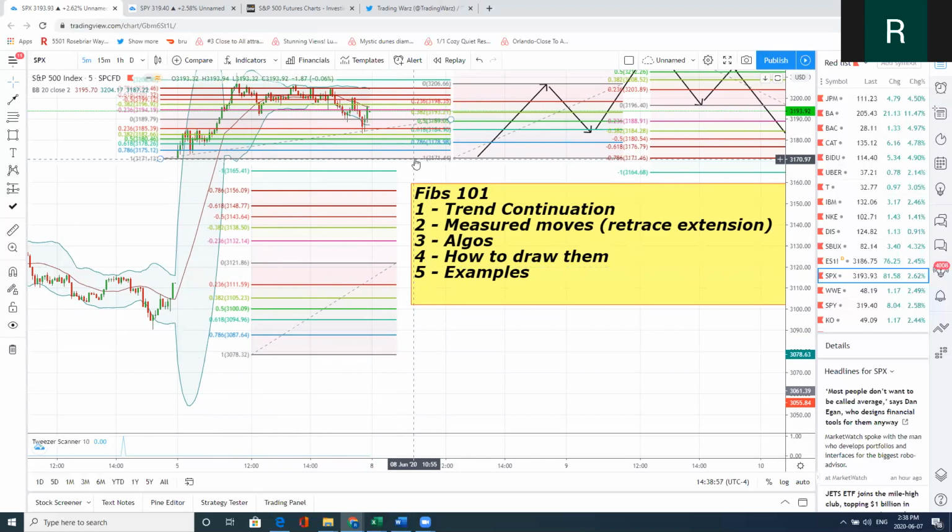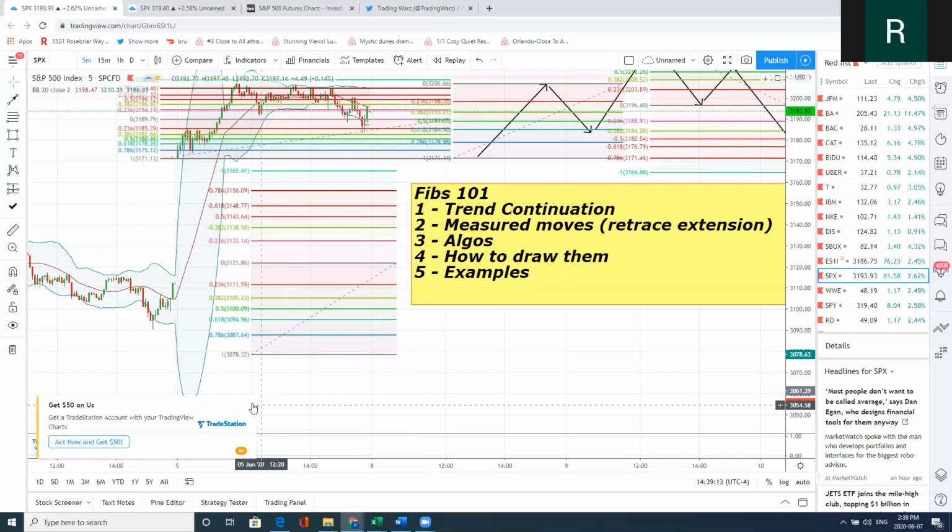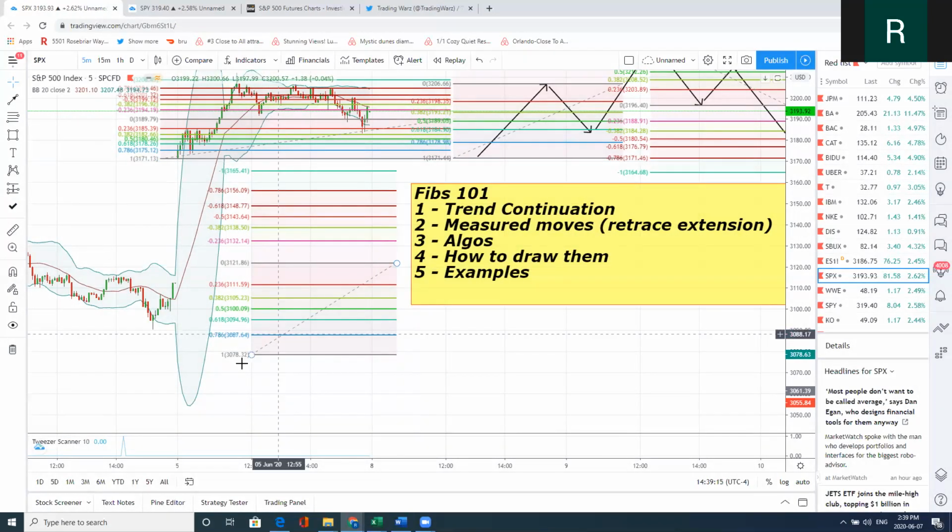Okay, so why is this important? Why does this all matter? This matters because algorithms are what dominate the markets in this current setting, and they are programmed to buy pullbacks of moves and trade them to their extensions. Okay, so an algorithm may see an impulsive move in one direction and be programmed to buy the 50% retracement and sell at the 50% extension of that move.